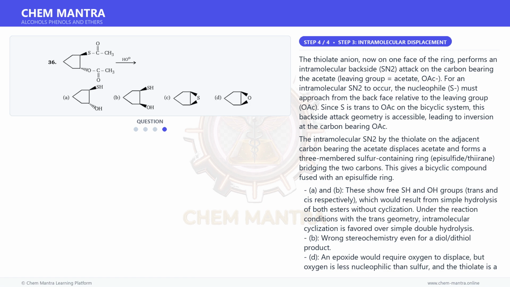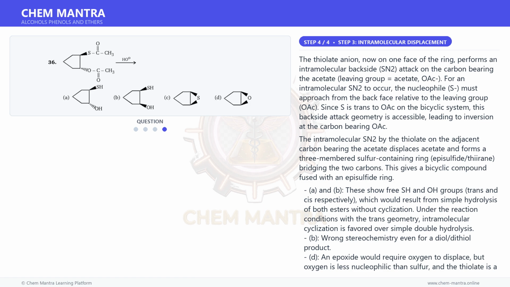A and B. These show SH and OH groups, trans and cis respectively, which would result from simple hydrolysis of both esters without cyclization. Under the reaction conditions with the trans geometry, intramolecular cyclization is favored over simple double hydrolysis. B. Wrong stereochemistry even for a diol-dithiol product.